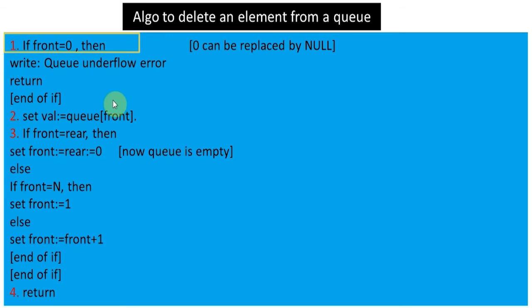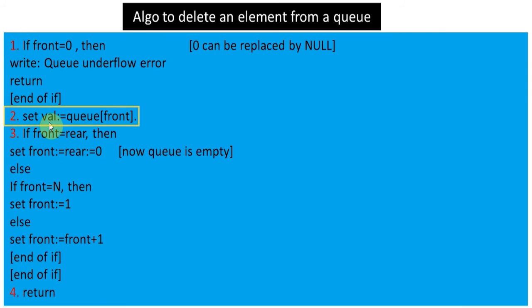See, the first thing I will have to do is check whether there is an underflow error. And as we know, if the value of front is equal to 0, that means there is not even a single element in the queue. So I am making the first check. If front is equal to 0, then I would display the message queue underflow error, and the control will return to the calling algorithm. Right. Okay. So if the value of front is not equal to 0, that means there is a surety that there is at least one element in the queue.